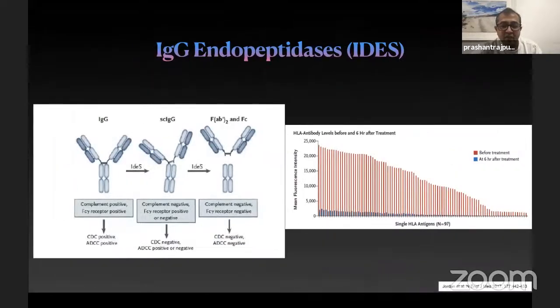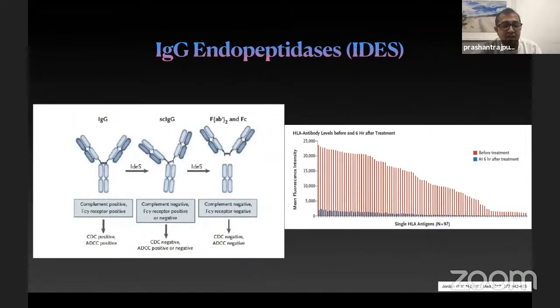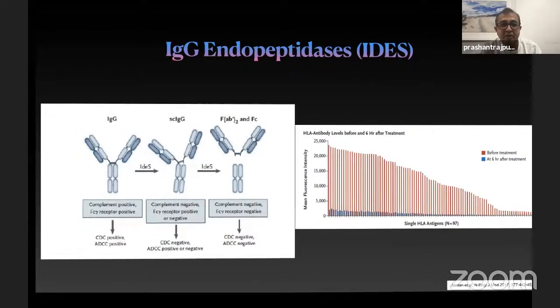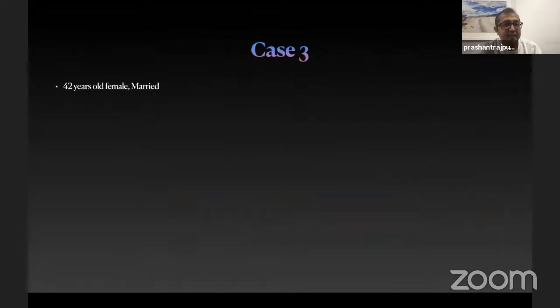This was a very interesting paper where they used IDES for desensitization, but I think this is a very, very promising drug as far as treatment of AMR is concerned, because that can significantly reduce the anti-HLA antibodies with a single treatment to negligible levels. So this is the new drug which probably will replace all the treatments for AMR in the future, which is the IgG endopeptidase.